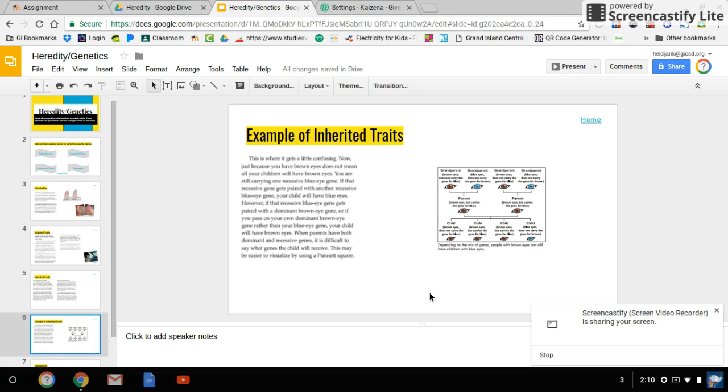When parents have both dominant and recessive genes, it is difficult to say what genes the child will receive. This may be easier to visualize by using a Punnett square. So basically, what this slide is saying is dominant genes will always win over the recessive gene. The only time the recessive gene will win out is if two recessive genes come together. And we never know which genes a child is going to get until that child is born.